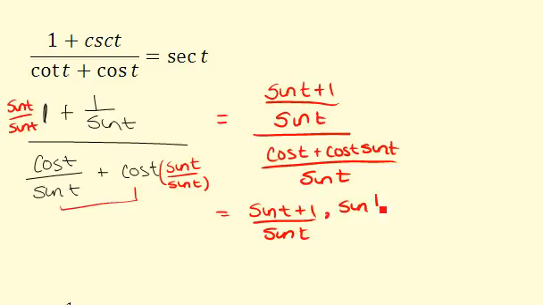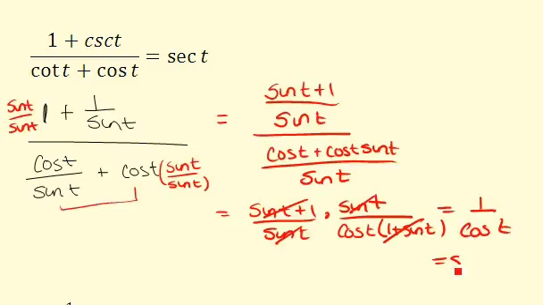If we invert and multiply, we will get (sine t plus 1) over sine t times sine t all over, well, if I factor out the cosine, I'd get cosine of t times (1 plus sine t). I will recognize that things will start to cancel. Sine t plus 1 will cancel to make 1, as well as sine t and sine t, so I get 1 over cosine of t, which is indeed equal to the secant of t.